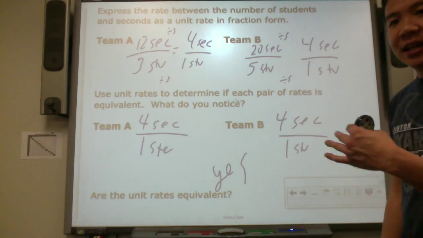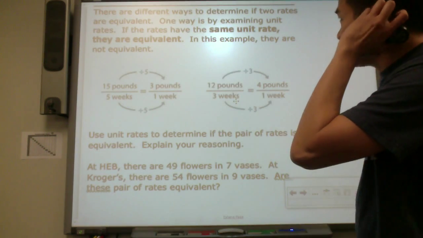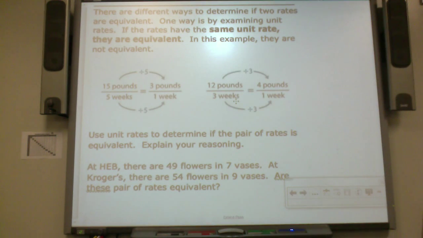What do you notice? Each team takes 4 seconds for every 1 student. So there are different ways to determine if 2 rates are equivalent. One way is by examining unit rates. If the rates have the same unit rate, they are equivalent. In this example, they are not equivalent.